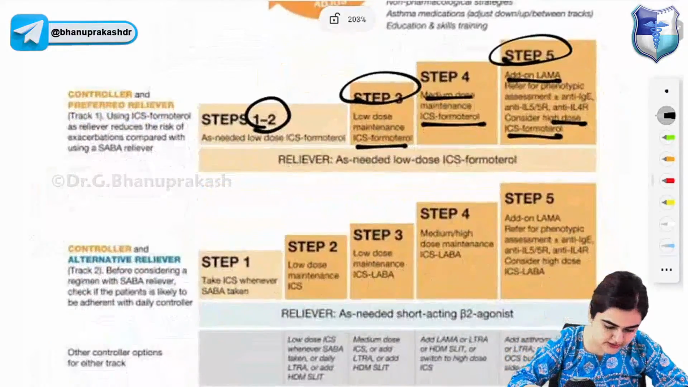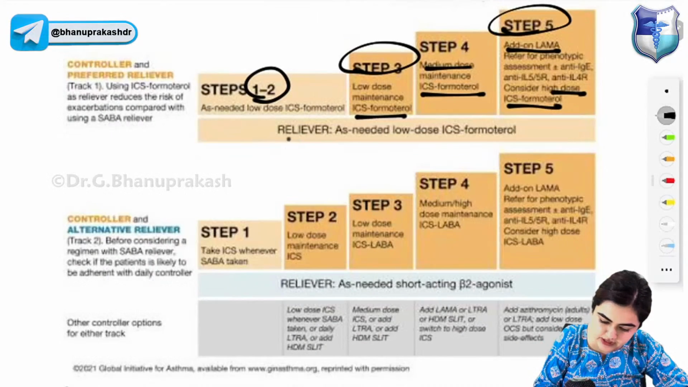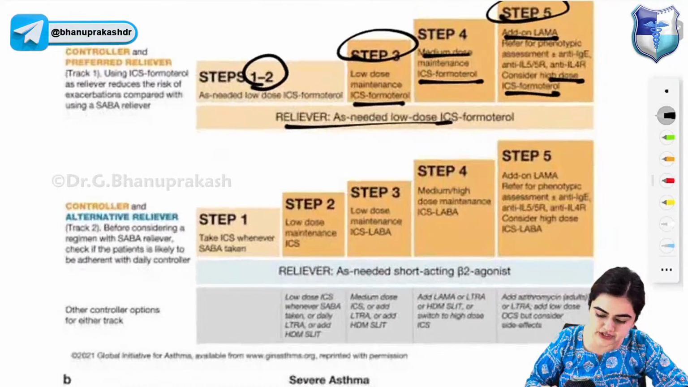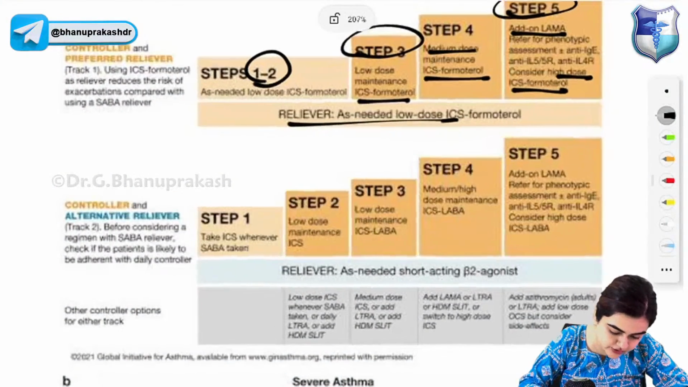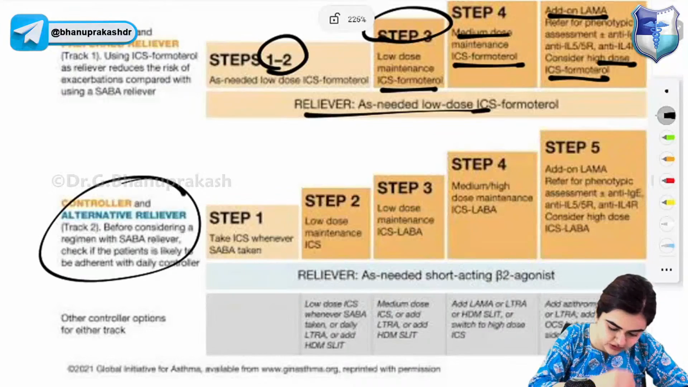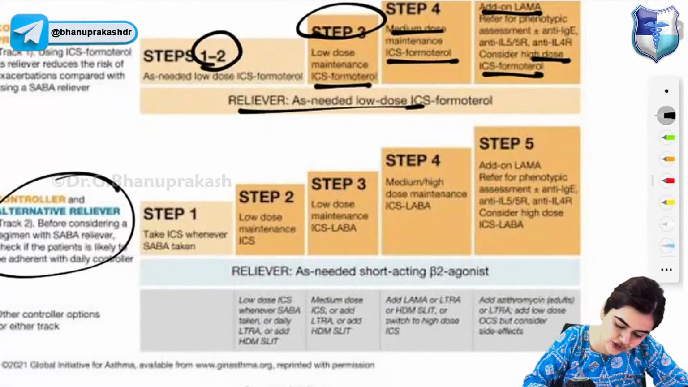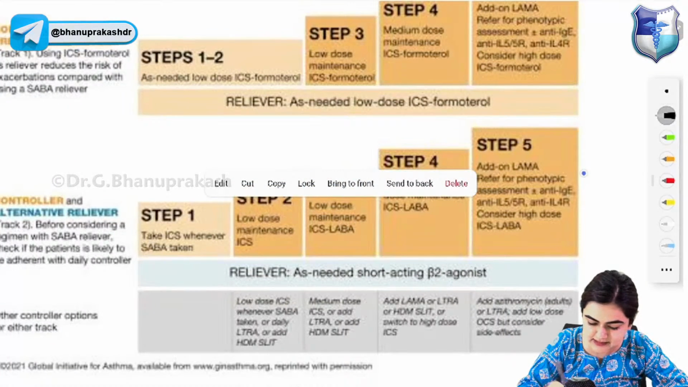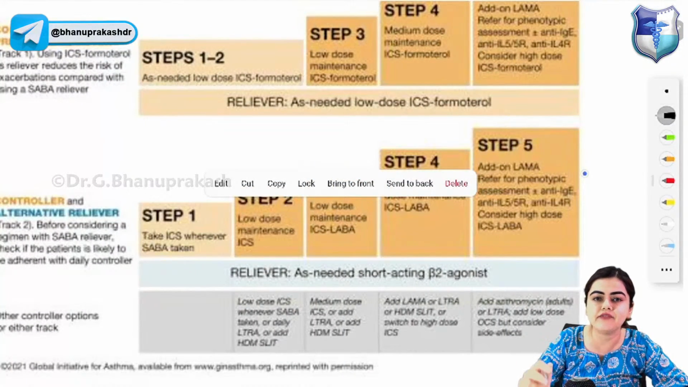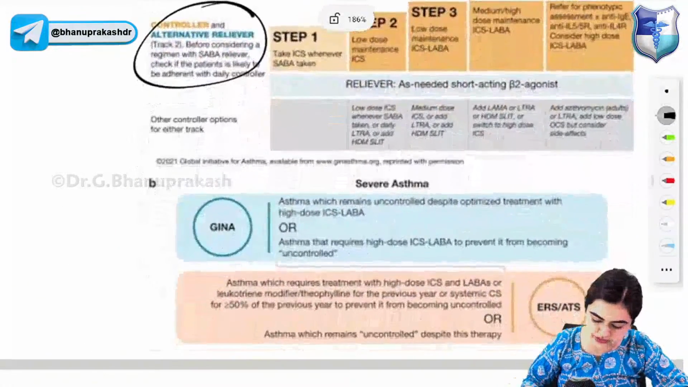This is about a controller and reliever as needed, low dose of inhalational corticosteroids and formoterol. Now, controller and alternative reliever. Step 1, take inhalational corticosteroids whenever SABA is taken. Step 2, low dose corticosteroids. Step 3, low dose. Step 4, you give medium dose. And step 5, you give high dose. That is the treatment. I'll give you the PDF. Just go through the treatment once.